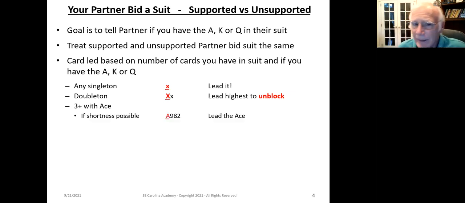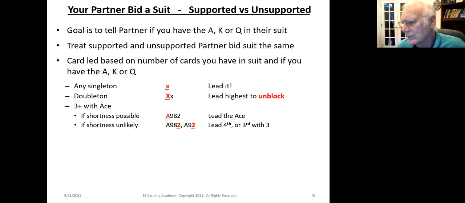Okay, if you've got three with the ace, and there's any possibility of shortness, lead the ace. Don't go to bed with your ace still in your hand and let them ruff it on the second trick. Lead the ace. Now, if you think that shortness is very unlikely, for example, they've been in support of the suit and they ended up with trump being in a second suit, it's very unlikely they have shortness, and you don't have to. You can actually underlead the ace, and this is especially true if you think your partner might have a doubleton.